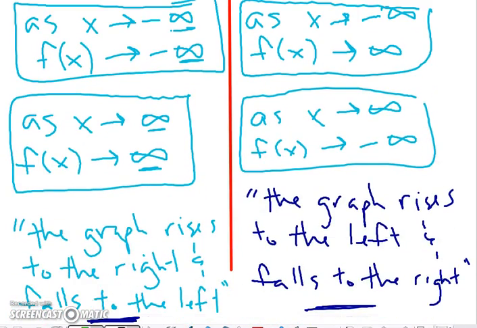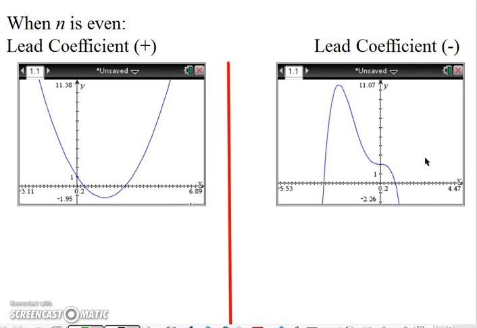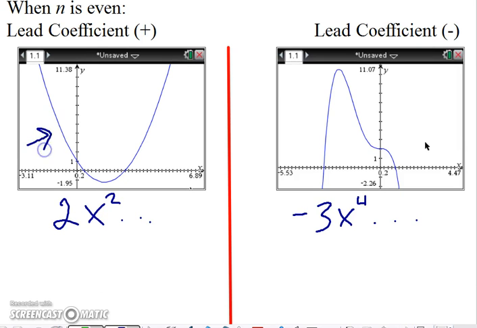Now let's talk about what happens when that highest power is even. So we've got two graphs here, and again, not even functions, just an even highest power. So these would be something like, the first one looks like it's maybe x squared. The second one looks like it's maybe x to the fourth. The lead coefficient on the left-hand side is positive, so that's going to be like a positive 2x squared. The one on the right is going to be a negative lead coefficient, so that's maybe negative 3x to the fourth, and then you've got some other stuff going on in there too. But when we look at them again, what's happening on the left and what's happening on the right?